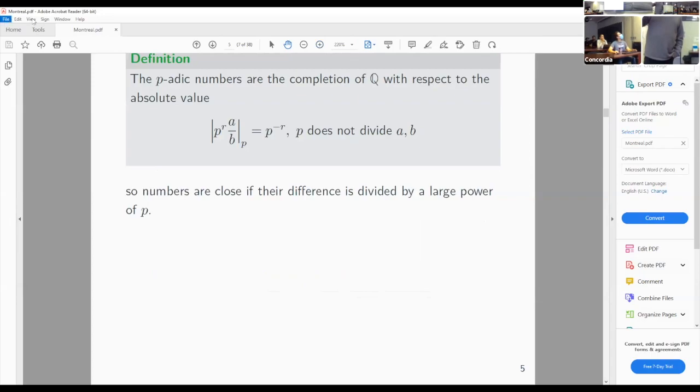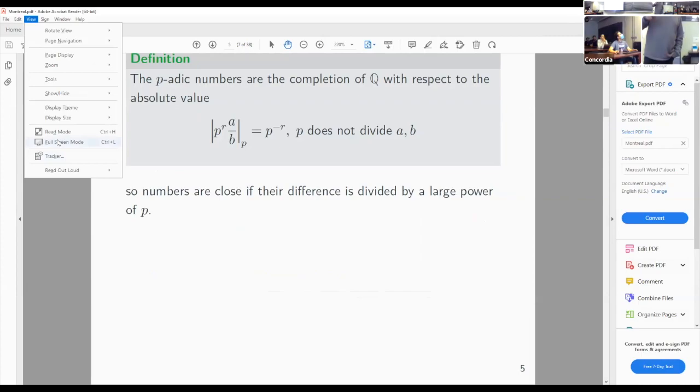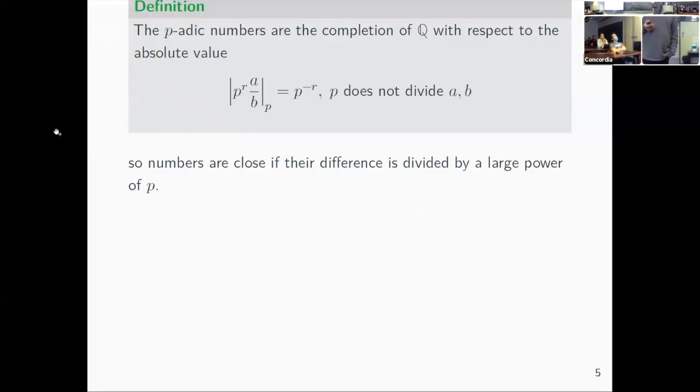Okay, so anyhow, the p-adic numbers. We're going to use the p-adic numbers, which are a completion of Q with respect to the p-adic absolute value. If I have a rational number written as p to the r, possibly a negative power, times a over b, where a and b are not divisible by p, then the absolute value is p to the negative r, which means that numbers are close if their difference is divisible by a large power of p.